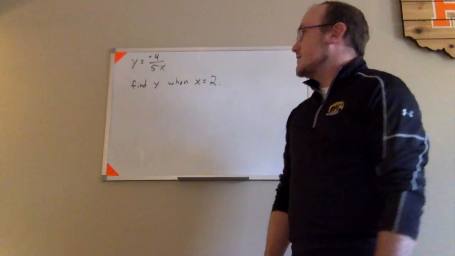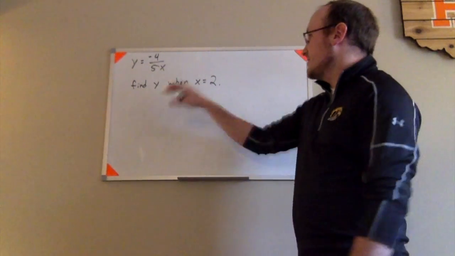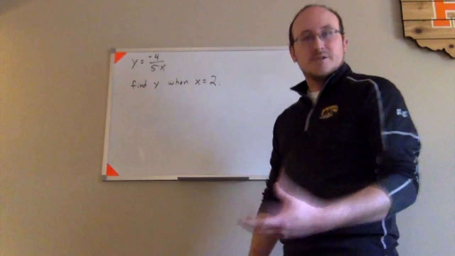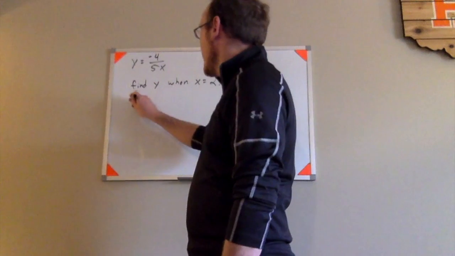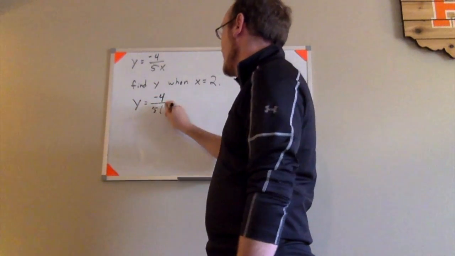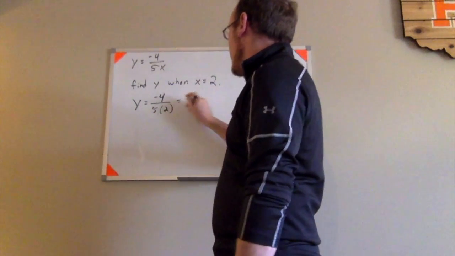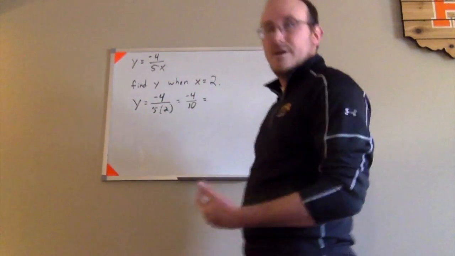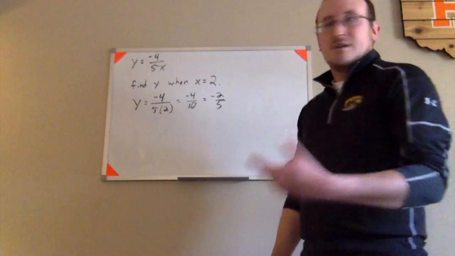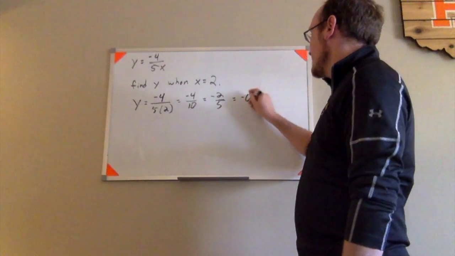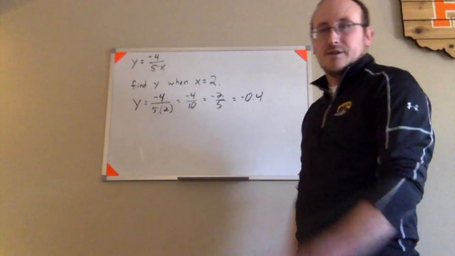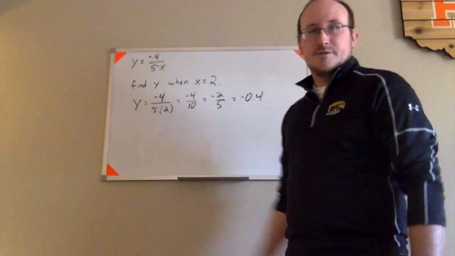If I then wanted to use my inverse variation function to find y when I'm given an x value, like in this example when x is 2, I just plug in 2 for my x. So I have y equals negative 4 divided by 5 times 2. 5 times 2 is 10. I have negative 4/10, which would simplify to negative 2/5 as a fraction. If you don't like the fraction, that would be negative 0.4 as an equivalent decimal. That's okay. That's not rounded. That's still exact. So I would accept either one of those.